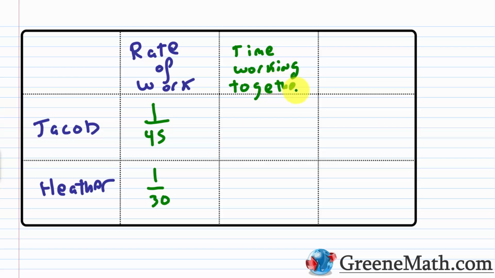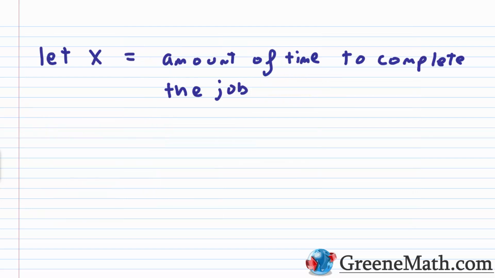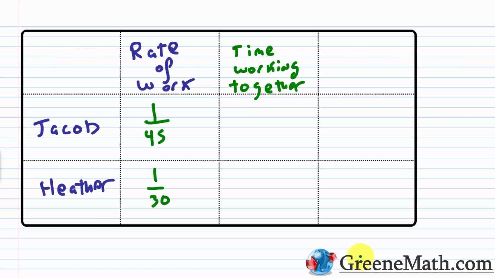Now, we modeled this on the page up as x, the amount of time to complete the job. Again, this is working together. So I'm just going to put this as x here and x here. Okay, it's the same in each case. Now, the next thing you need is the total contribution of each person. How much of the car does Jacob get done in this amount of time? How much of the car does Heather get done in this amount of time? So I'm just going to write this as total contribution.